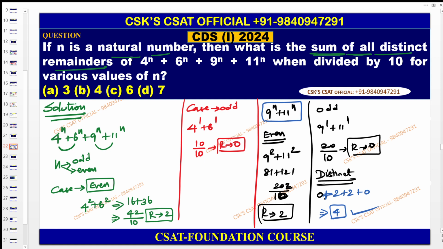If you have any doubt, you can take it in this format also. When n is even, what is the remainder? The remainder with respect to 4 power n plus 6 power n is 2. For 9 power n plus 11 power n, that remainder is also 2. They are separate, then we have to add up. If you have any doubt you can ask, or else we will move on to the next.